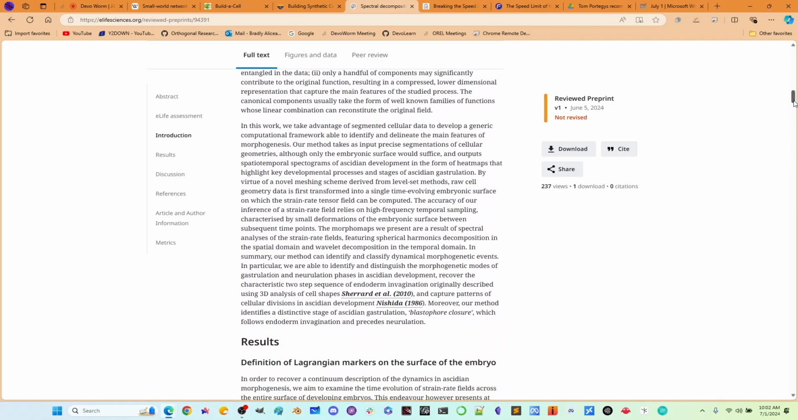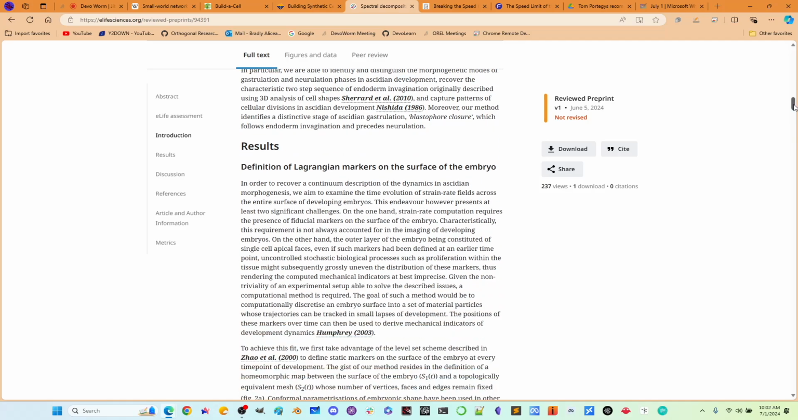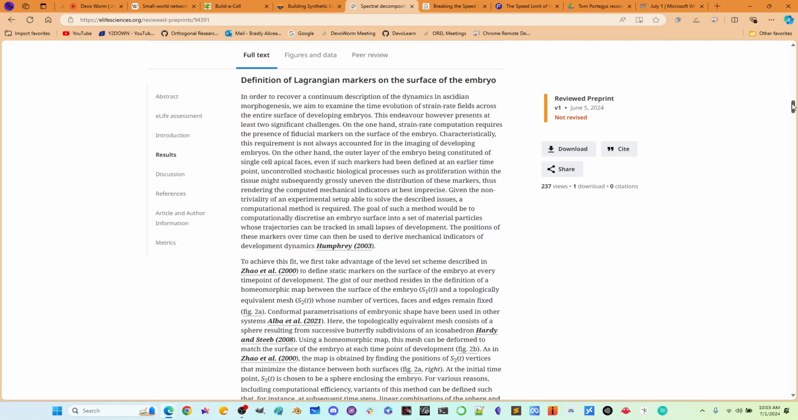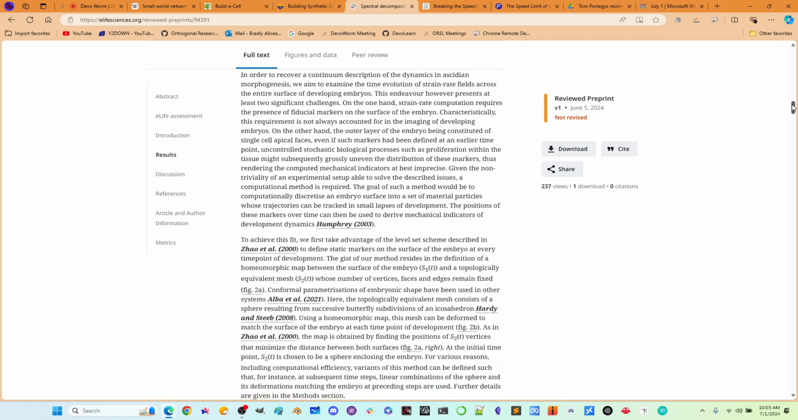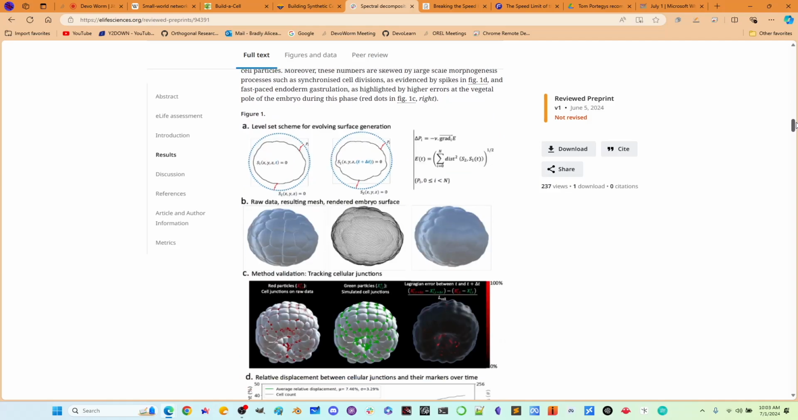So without further ado, I'm going to go down here. They use these Lagrangian markers on the surface of the embryo, so they build this Lagrangian model of the embryo. And this is a continuum description, so it allows us to have this strain rate field and characterize the embryo as a strain rate field. Things are happening in this field across different cells, and you're getting a model that is continuous rather than discrete. So I want to go down to the images.